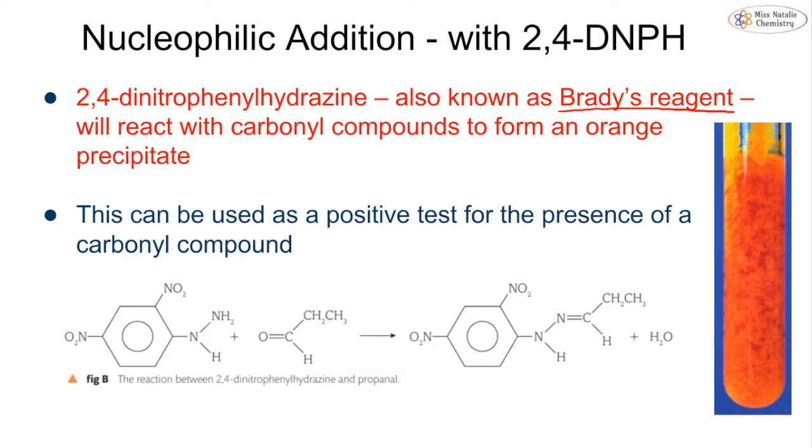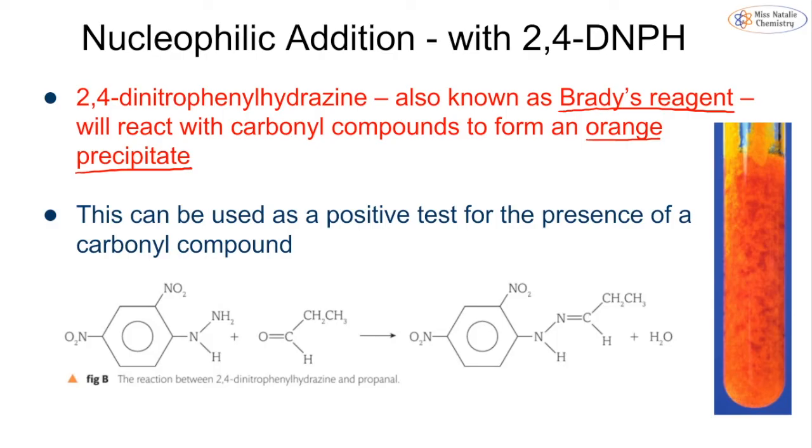And these will react with carbonyl compounds to form an orange precipitate. And you can see that in the diagram here. And this is a positive test for the presence of a carbonyl compound. And we have the reaction at the bottom here. You are not expected to be able to draw this reaction. This is just for your information.